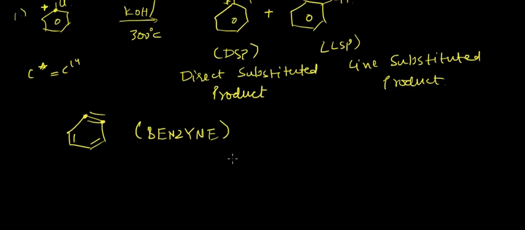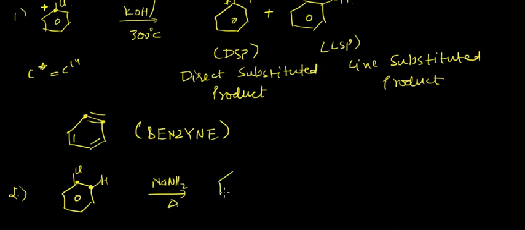Okay, let's look at another example. We have chlorobenzene, and obviously there is H attached next to the chloro group. We react it with NaNH2 and we are heating this. So what we get is something like this, which is called aniline.